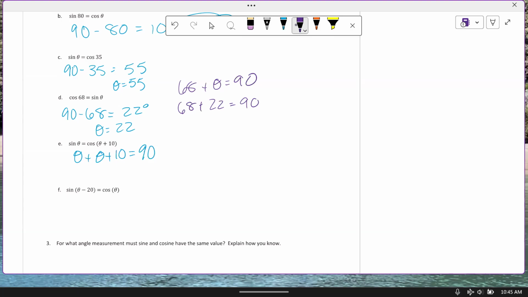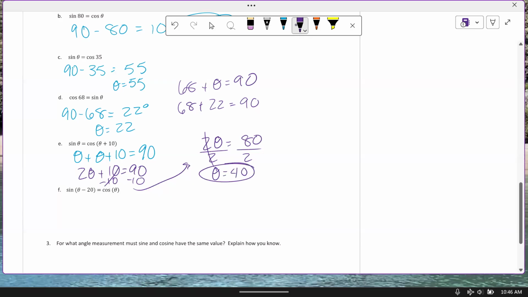So here, if we have a theta plus a theta, this is the same thing as a variable. Combine your like terms. Theta and theta are like terms, so we're going to have 2 theta plus 10 equals 90, right? Subtract out the 10, and we get 2 theta equals 80 degrees. Divide out our 2, and we get theta equals 40. And there's your answer. Go ahead and pause and do part F.